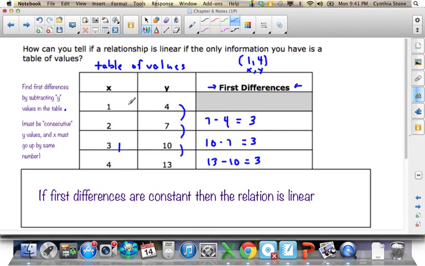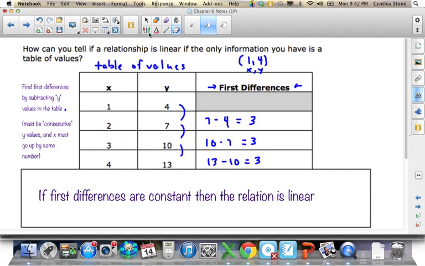But say the numbers were, and you don't write this down, please, but say it was 1 and then 4 and then 5 and then 12. See how it goes up by different numbers? Then you couldn't use first differences. You only use them when X goes up by 1s or 2s or 3s or whatever. And again, don't write that down.